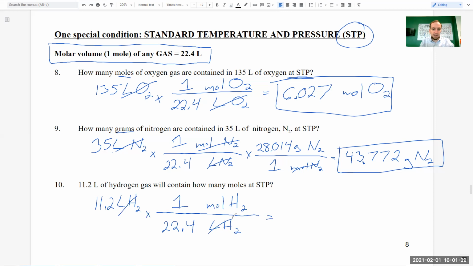It's going to be, well, I could do that in my head. 11.2 divided by 22.4 is going to be half a mole of hydrogen, or any gas for that matter. Okay, guys? So that is a very special condition if we're at standard temperature and pressure. The volume of any gas, of 1 mole of it, it is 22.4 liters.